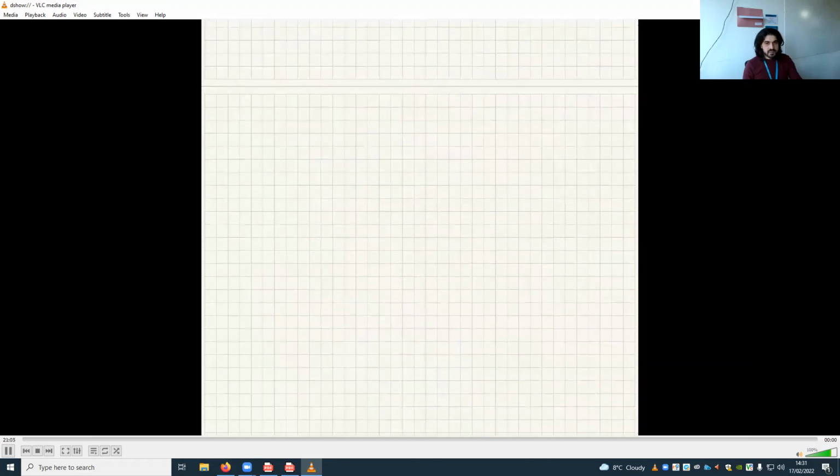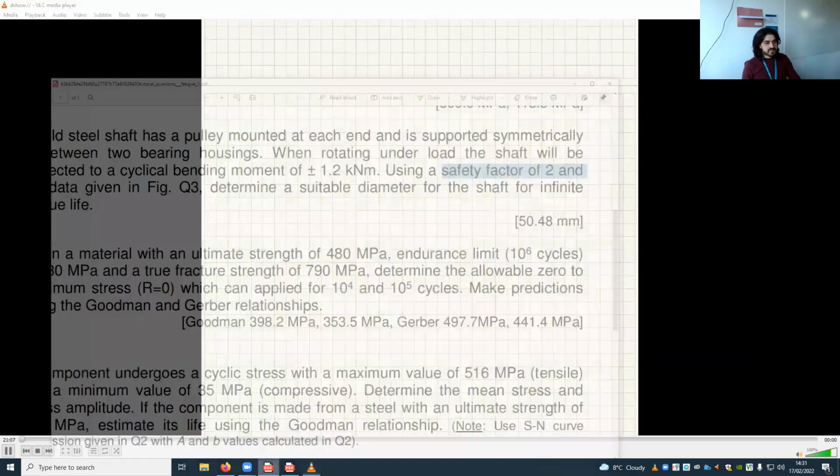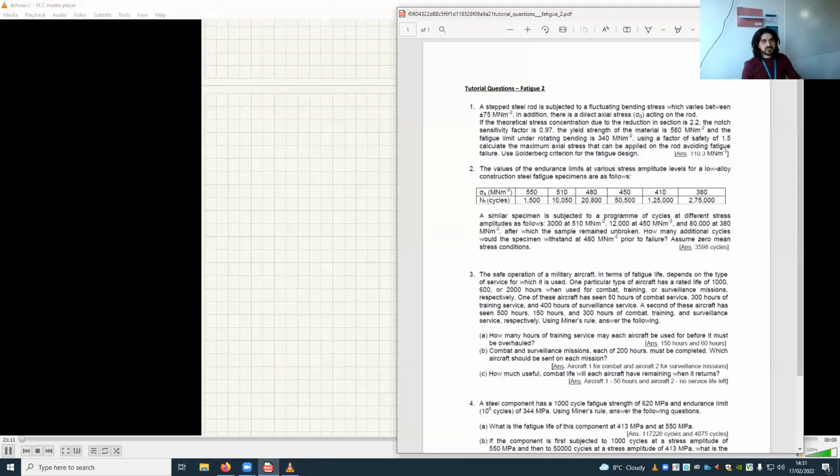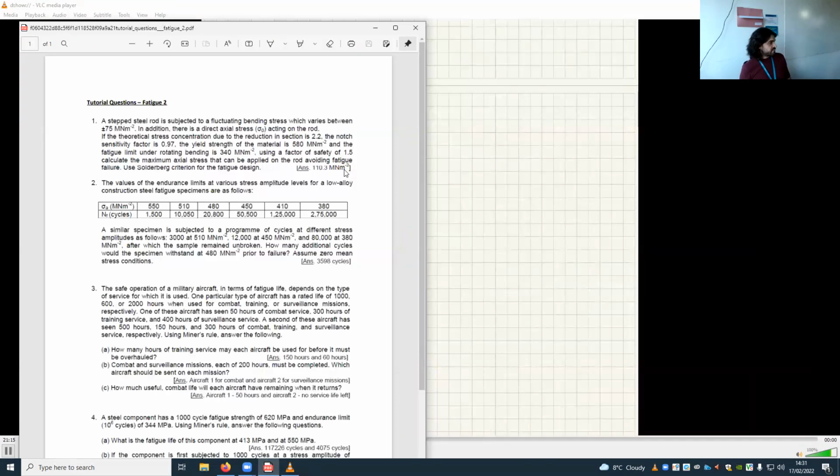Okay. So let's get rid of this fatigue 1. Let's go to fatigue 2. Fatigue 2 contains Miner's rule, basically. Remember the fractional damage or the linear accumulation theory, damage accumulation. And I'll show you, especially question 3 is particularly nice. So let's start with question 2.